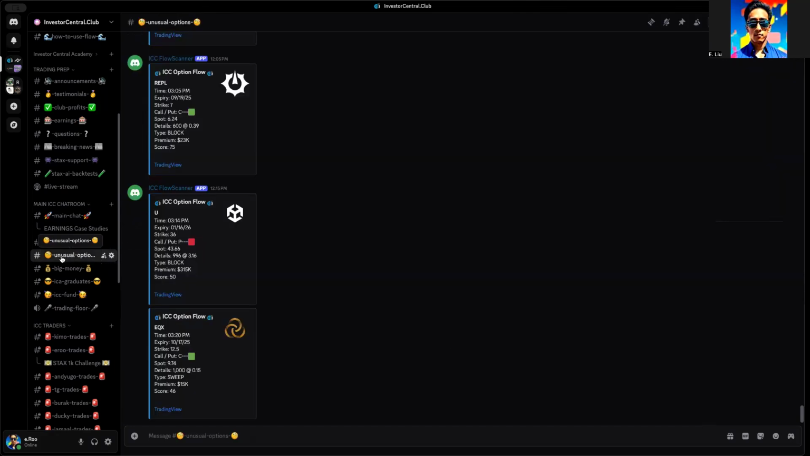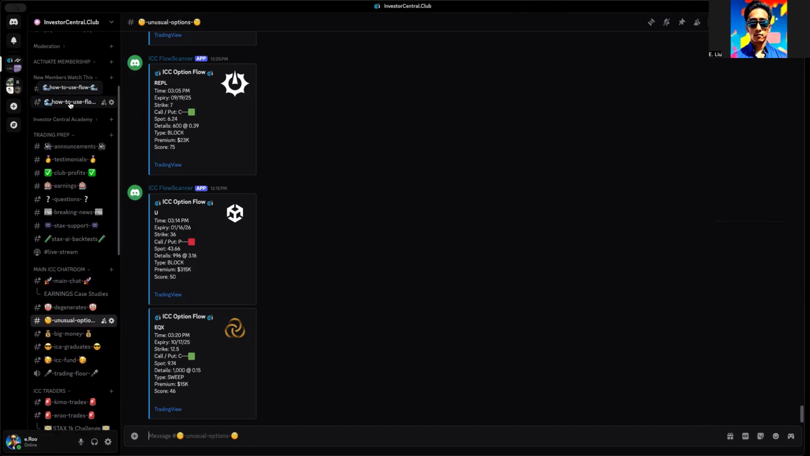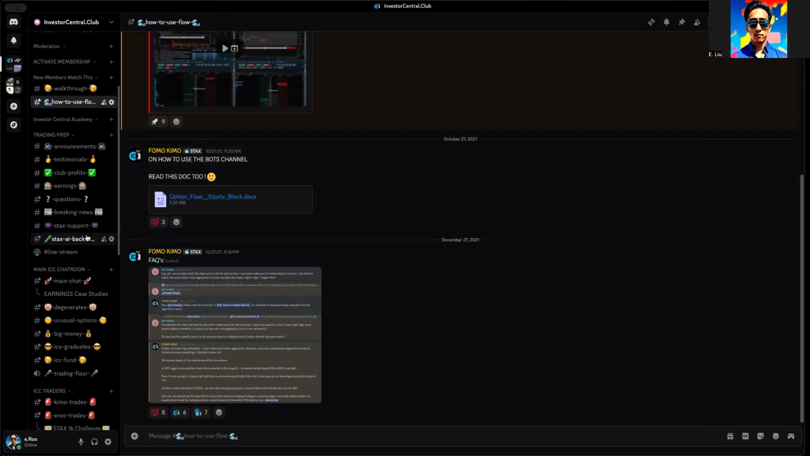Like I said, our flow scanner. You probably still have flow; I just don't have it enabled on mine. Unusual options, big money, our flow scanner. If you have any questions on how to use that, don't forget to go back up to how to use flow, and take a look at that PDF, the document that talks about the flow and the equity.